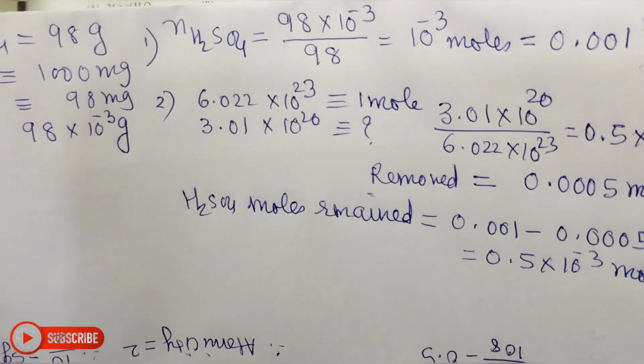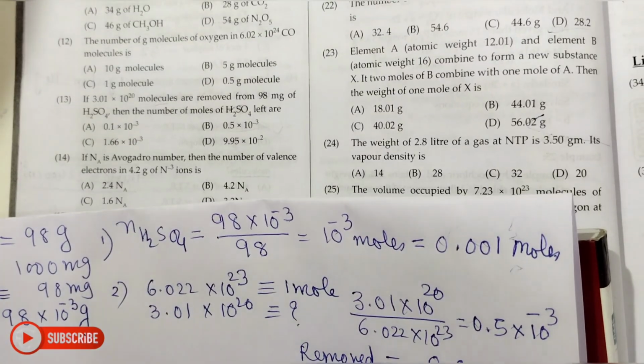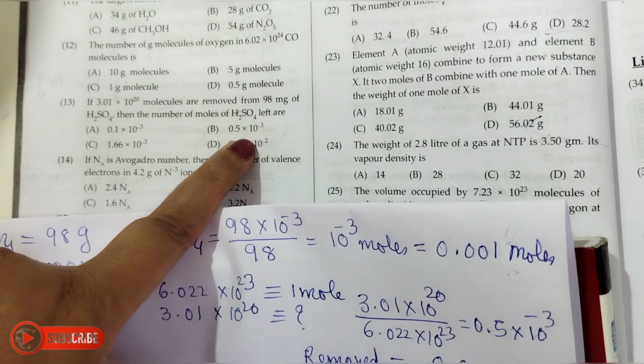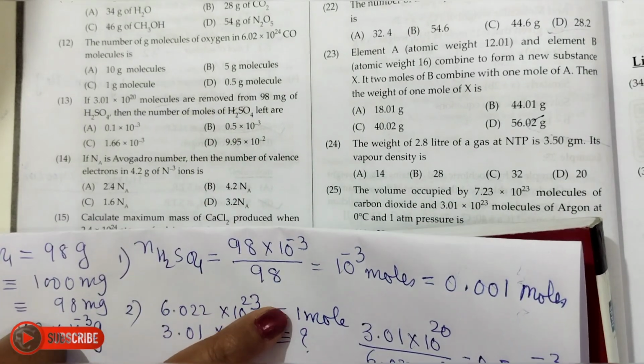So let us check the answer. So the answer here is the second option, 0.5 into 10 raised to minus 3. Let's see the next question.